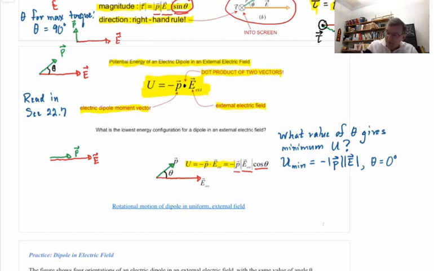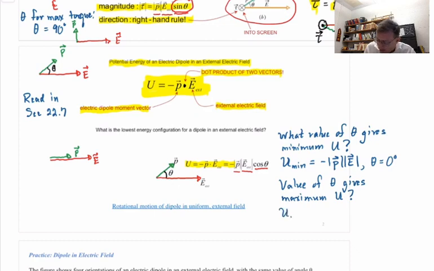So now, what value of theta gives maximum U? And what is that maximum U? Think about that for a moment.